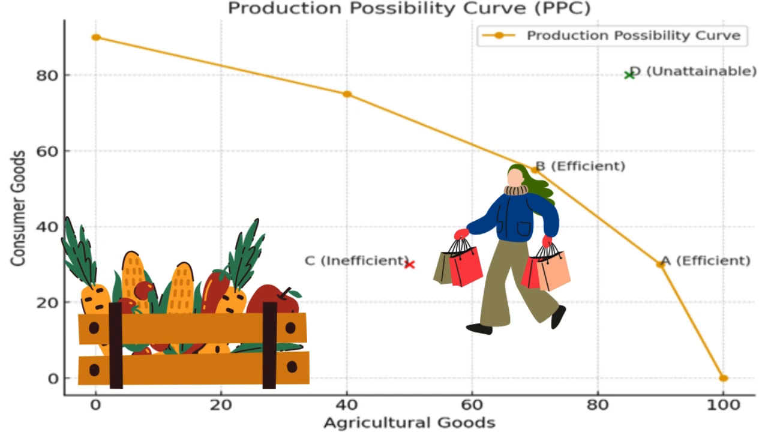Point A and B, which lie on the curve, represent efficient production. Point C, which lies inside the curve, shows inefficient resource use. Point D, which lies outside the curve, represents a level of production that is unattainable with current resources and technology.